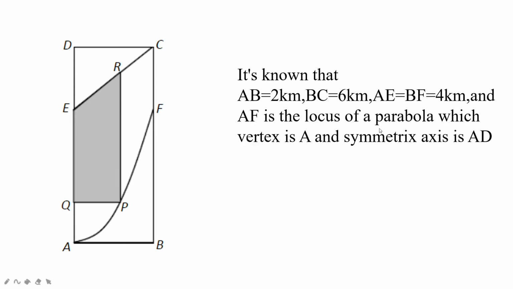Here is the given information where AB equals 2 km, BC 6 km, AE, which equals BF, equals 4 km, and something interesting is that the locus of this is the locus of a parabola. I just simplify it as AF. This parabola is with the vertex A and the symmetric axis is AD.